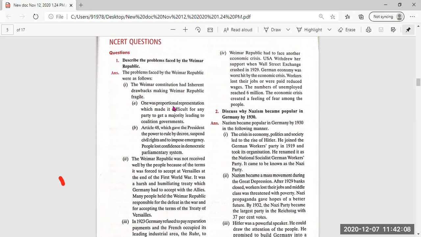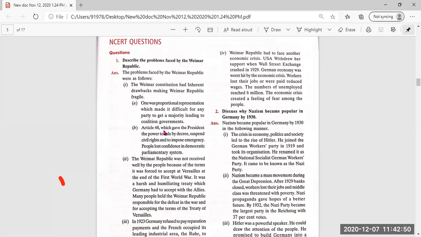First one was proportional representation, which made it difficult for any party to get a majority, leading to coalition government. In the Weimar Republic, proportional representation was very difficult because no party got the majority of votes, and thus it led to coalition government. And what is a coalition government? When two or three parties together form the government, when one single party did not get the vote and two or more parties together form a government, then the government formed at that time is called a coalition government.